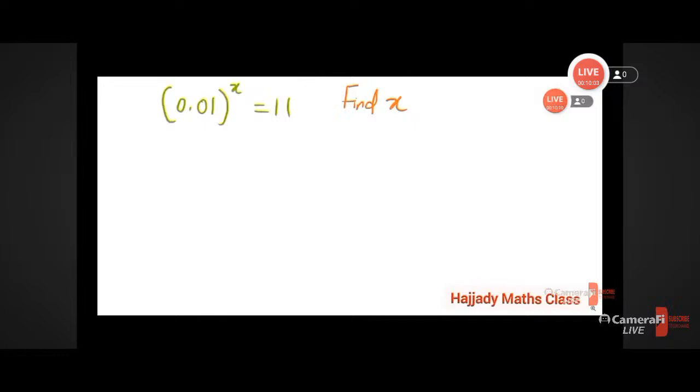Math class. Today we shall be solving this Olympiad math question. Now here we have 0.01 all raised to power x equals to 11, and here the first thing we are going to do is to apply the law of logarithm.